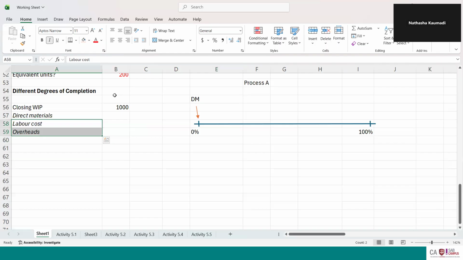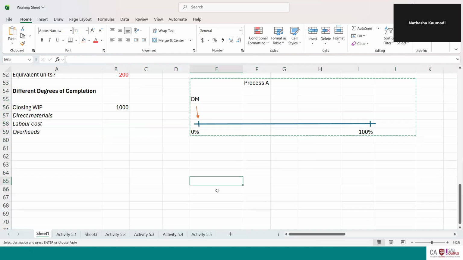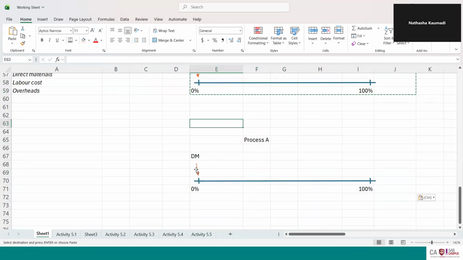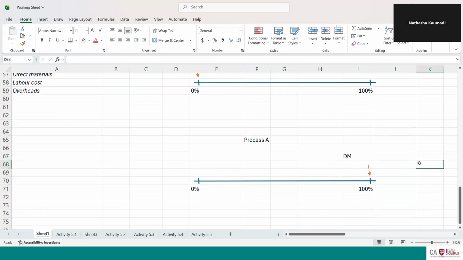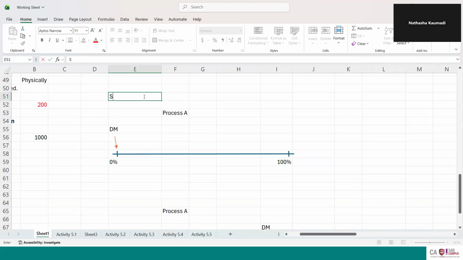But sometimes materials are different. All these required materials are completely 100% put at the beginning of the process. This is the beginning situation. Take the same example. Sometimes you put all your materials at the end of the process, right? Likewise. Okay, now we'll take this scenario first. This is scenario one. Process A, you put materials at the beginning of the process.